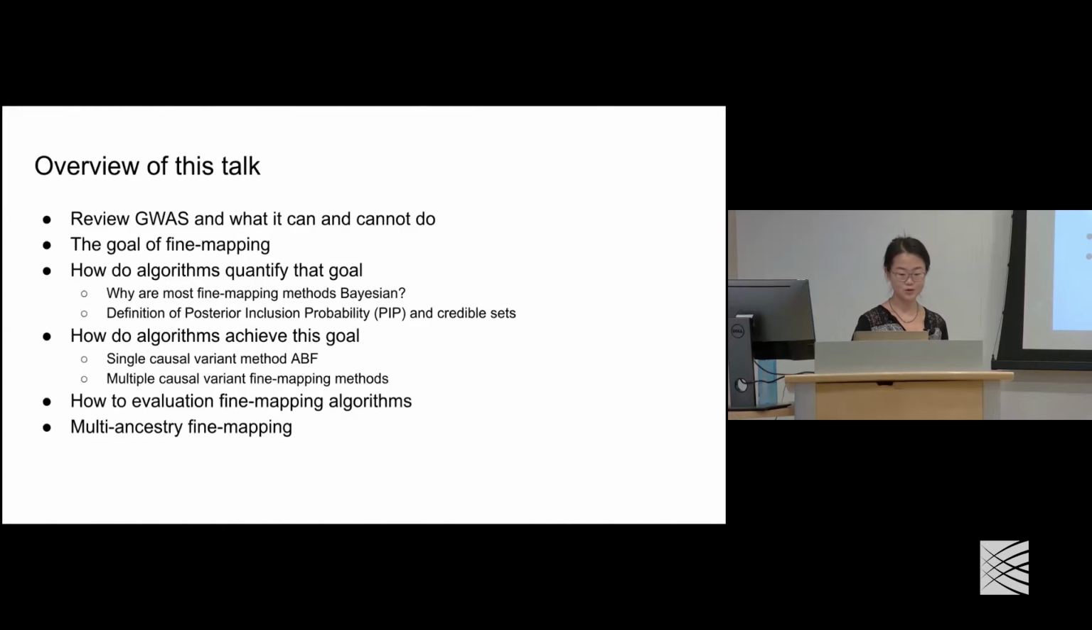Then I will talk about how the current algorithms typically quantify this goal. In that section, I want to answer a question that I had 5 years ago when I was first introduced to fine mapping: why are most fine mapping methods Bayesian? Hopefully I have a good answer to that now. I also want to introduce you to the definition of two pretty important outputs of fine mapping algorithms: posterior inclusion probability, often called PIP, and credible sets.